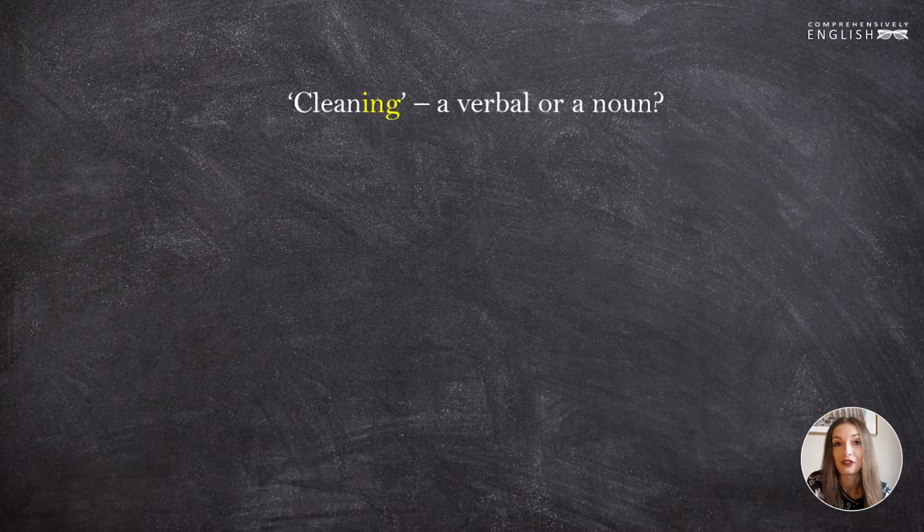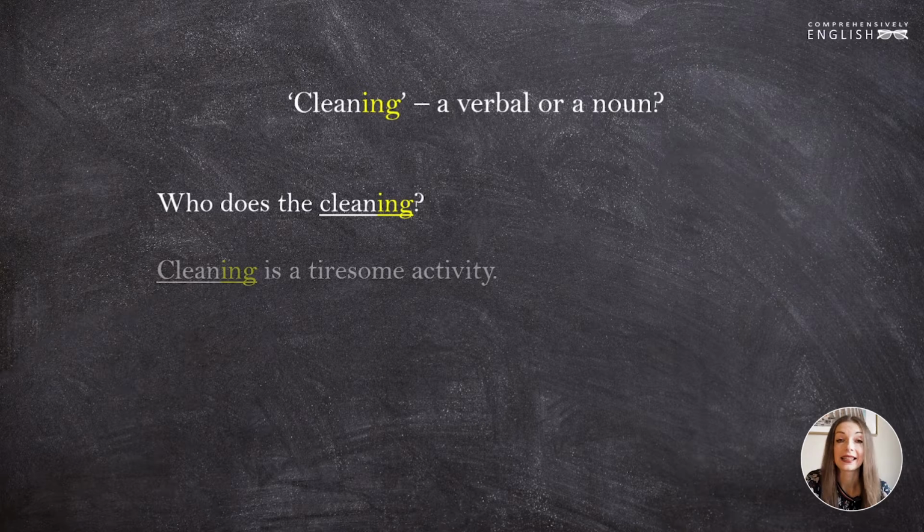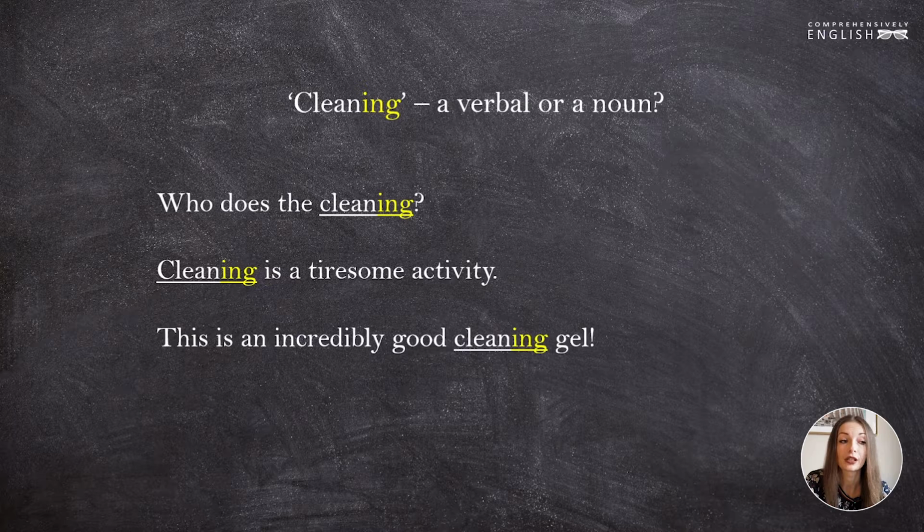The function of this ing form in a sentence determines whether the phenomenon we are dealing with is a gerund, a participle, or a verbal noun. So let us look at some examples. Who does the cleaning? Cleaning is a tiresome activity. And this is an incredibly good cleaning gel.